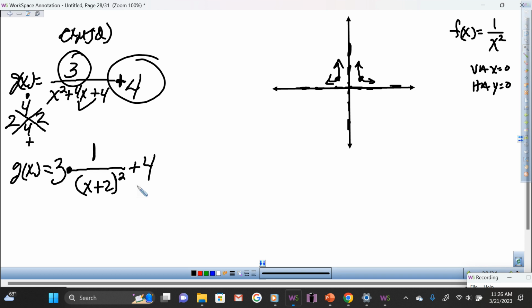Tell your neighbor, where are we going to move them to? All right, Briseida, where to? 2 to the left, 4 up. Can we move them already? No, because we need to transform them, but we also need our new VA and our new HA. Can you remember what they are, please? What's our new VA? What's our new HA?